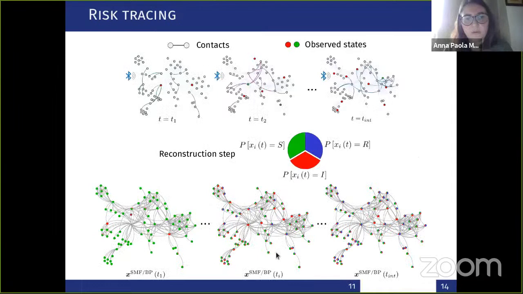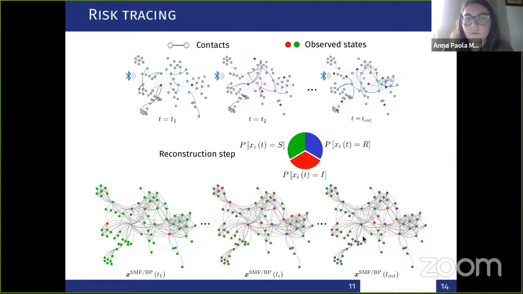Our scheme is the following. We use an app for contact tracing, so we collect all the contacts over time and also the observations, both tested positive and tested negative individuals. Then at a certain time, which I call the time of intervention, we do the reconstruction step, which means that we try to infer the collective trajectory for all the times from time, say, one, where you have to solve the patient zero problem, up to the time of the intervention.